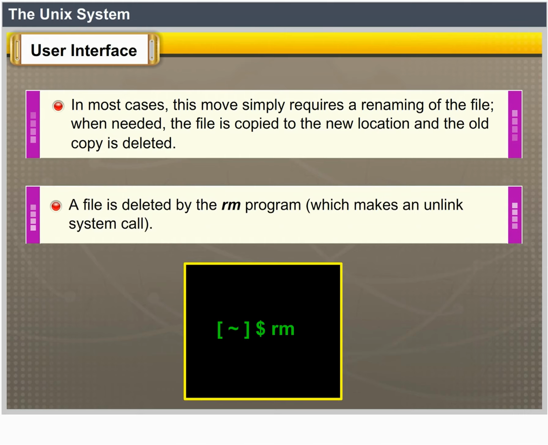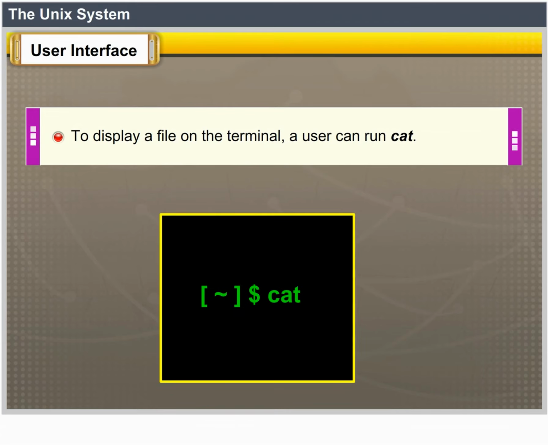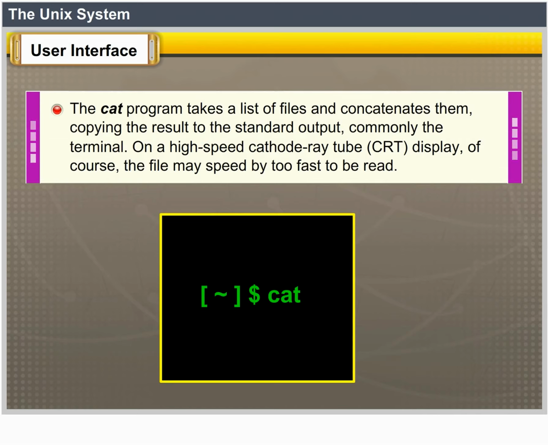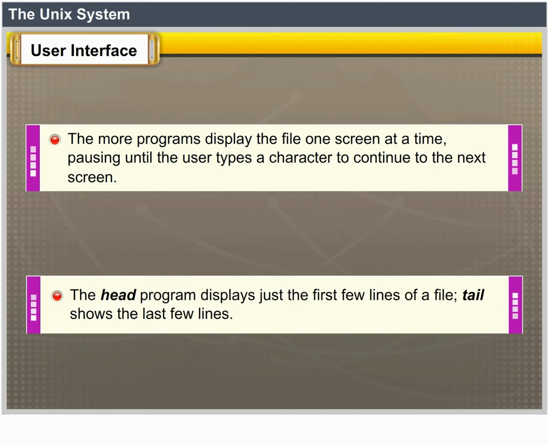To display a file on the terminal, a user can run cat. The cat program takes a list of files and concatenates them, copying the result to the standard output, commonly the terminal. On a high-speed CRT display, of course, the file may speed by too fast to be read. The more program displays the file one screen at a time, pausing until the user types a character to continue to the next screen. The head program displays just the first few lines of a file. Tail shows the last few lines.